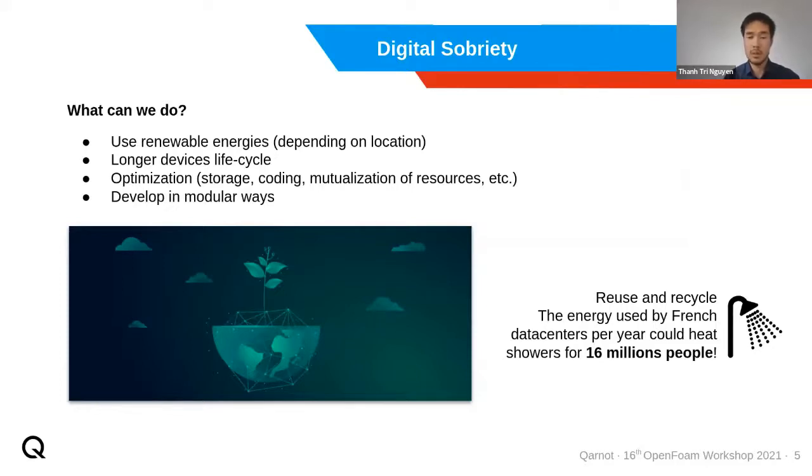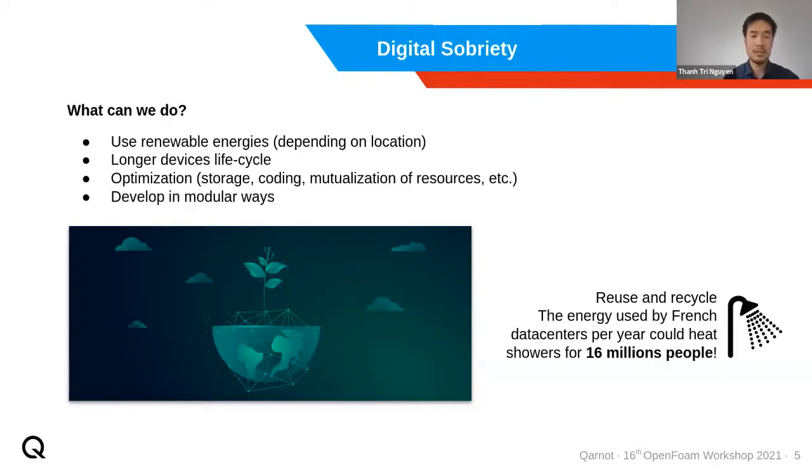We can all use more powerful and more efficient hardware, but that comes with the point that you have to use that hardware for as long as possible. We can also optimize. Optimizing storage could be as simple as deleting an email that is not used, or optimizing your code to make it run more efficiently. We can also develop in modular ways and make use of open source software.